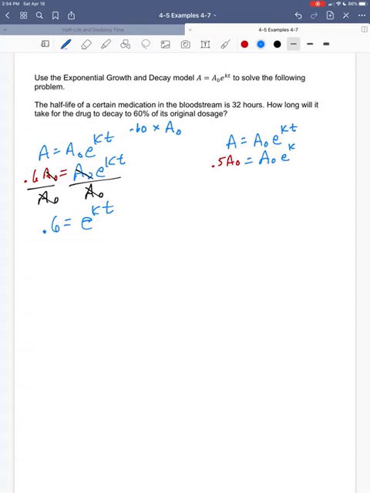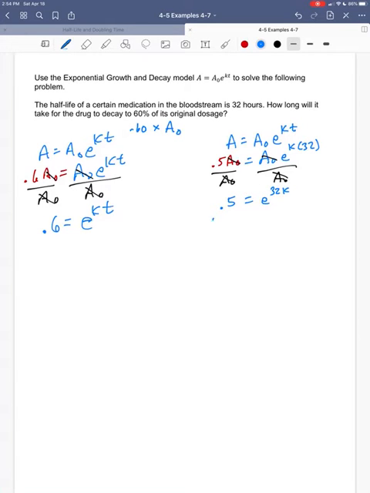I don't know what k is, but the half-life is 32 hours. So I plug in 32 for t, and now I'm going to try to solve for k. I'm going to divide both sides by A sub 0. That's going to get rid of A sub 0 on both sides, so that cleans up my equation nicely. We get 0.5 equals e to the 32k.